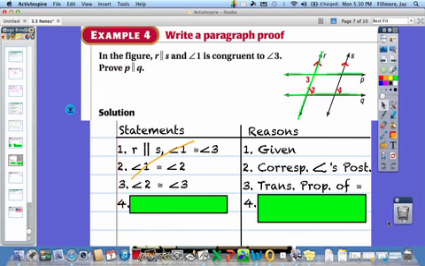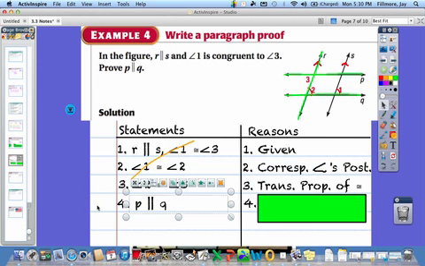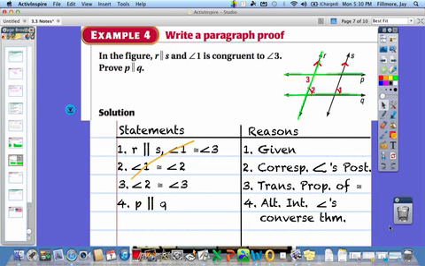And finally, since we know that these alternate interiors are congruent, we know that our lines are parallel. One of our 4 relationships is happening. And that's our alternate interior angles converse theorem. Since alternate interior angles are congruent, then we can conclude our lines are parallel. Now that's a 2-column proof.